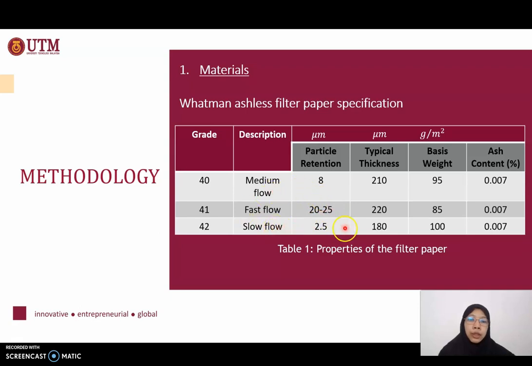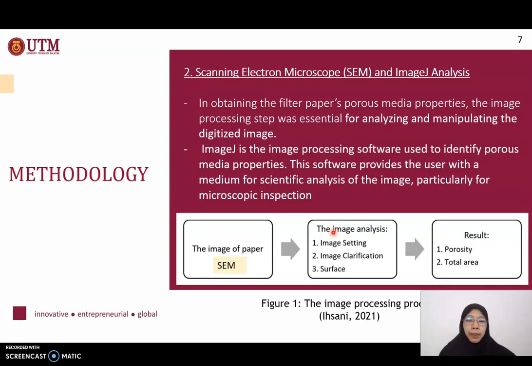Okay, and then the slow flow is related to the smallest solid particle that it can filter and is related to the smallest void size available in the filter paper. So this is from the Whatman filter paper. From the SEM images, we make the analysis using ImageJ.